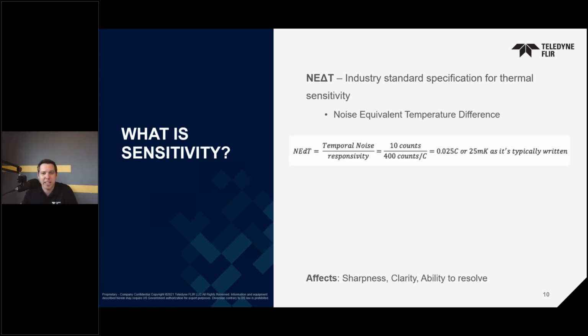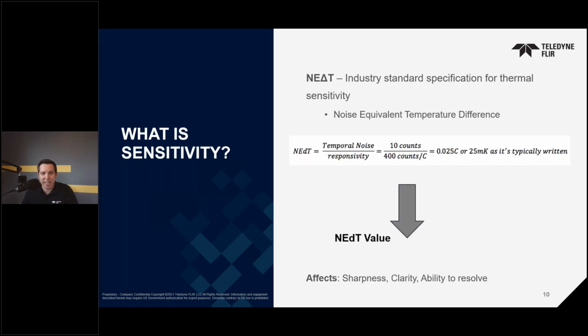So NEDT is calculated by dividing the standard deviation of the temporal noise by the response per degree, or responsivity, and it's going to be expressed in units of millikelvins. The value is not an intrinsic property of a given camera. It only corresponds to that 2D mean temporal noise in very specific conditions, expressed as an equivalent value of temperature, meaning that as you change the conditions, that value will change.